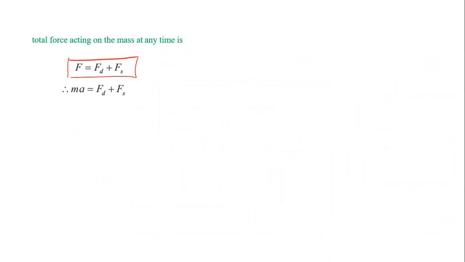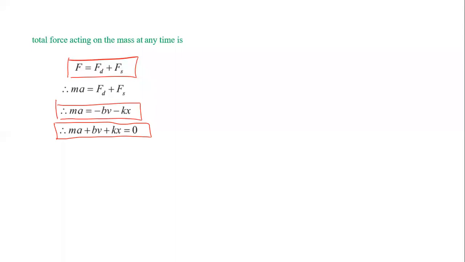So we get Ma is equal to damping force and force due to the spring, or restoring force, which we have to substitute. So Ma is equal to, this damping force is minus Bv and Fs is minus Kx. So we substitute, we get this formula. Now we transfer this minus Bv and minus Kx towards the left hand side. So we get a formula: Ma plus Bv plus Kx is equal to 0.